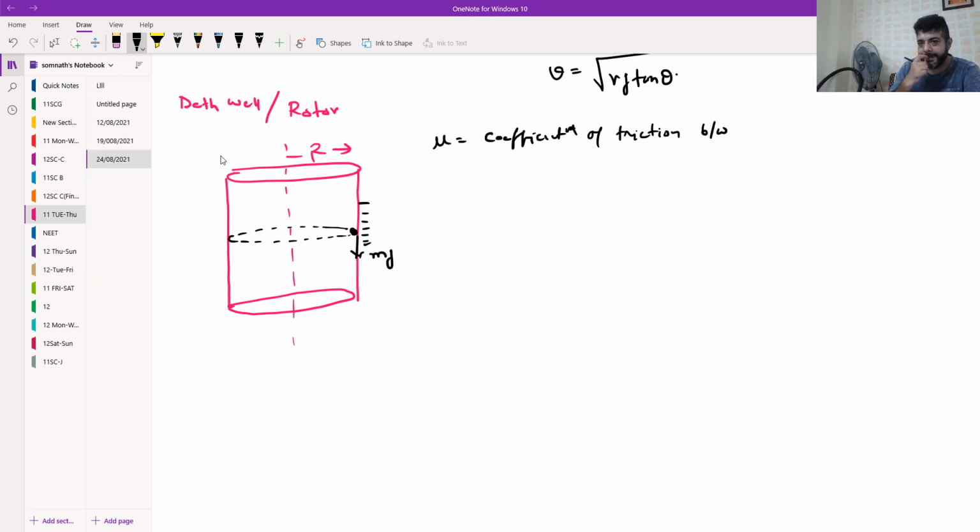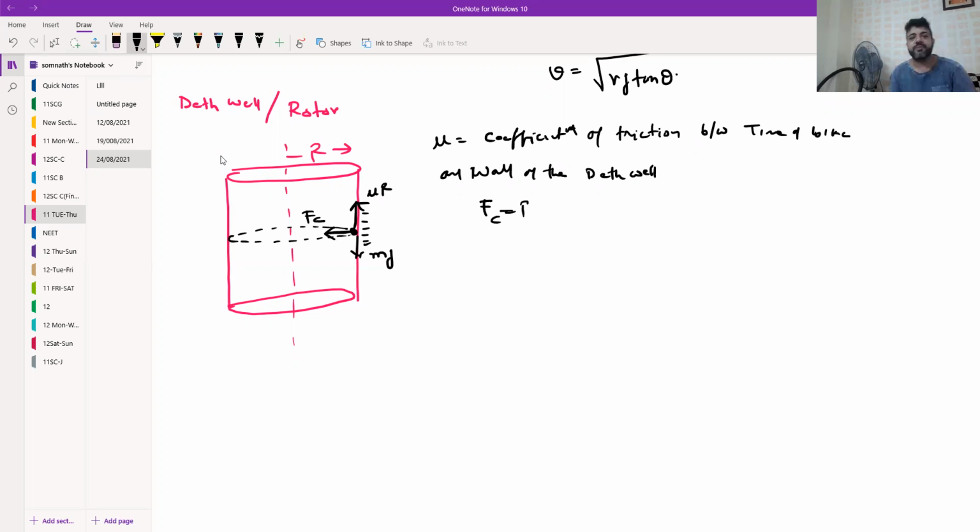between the tire of the bike or car, anything, and the wall of the death well. So obviously your frictional force is acting upward. So how do you generate that normal reaction? By using the centripetal force. So here the centripetal force is the normal reaction, yes or no?